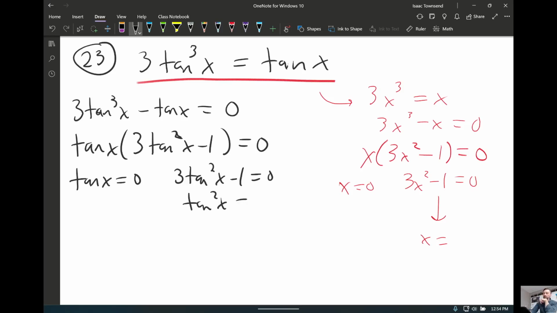So this one, you still need to add the 1, divide by the 3. You still need to square root both sides. We'll highlight the plus or minus. And before this part looks familiar, we have to know how to take the square root of a fraction.